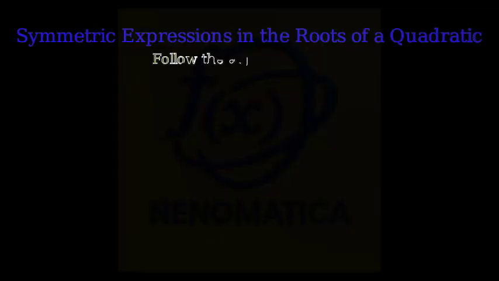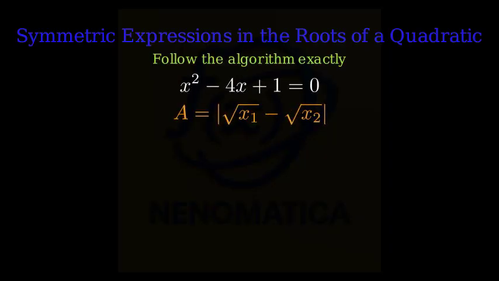In this example, we will evaluate the symmetric expression involving the roots of a quadratic. We will follow the exact algorithm shown, compute the sum and the product of the roots, then manipulate the target expression step by step. Here is the problem. We are given the quadratic x squared minus 4x plus 1 equals 0. We want the absolute value of square root of x1 minus square root of x2, where x1 and x2 are the roots. Step 1. Using Vieta relations, the sum of roots s equals 4, and the product p equals 1.